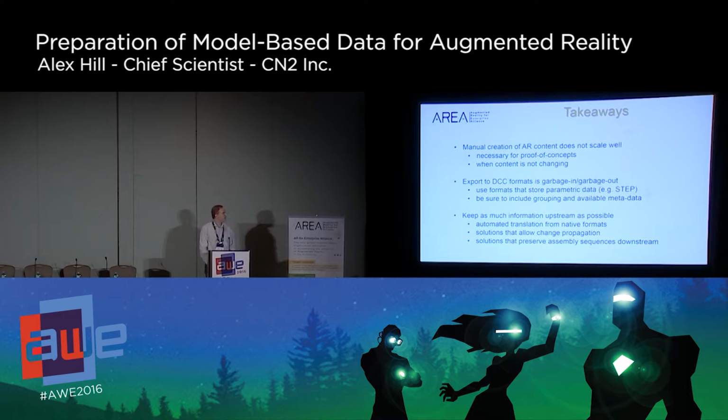So I'm going a bit fast here, so I probably skipped some things, but I'm sure I'll get them here. So, takeaways. The manual creation of AR doesn't scale very well. It may be necessary for proofs of concept, and it may be applicable when content is not going to be changing. But in an environment where you have real product lifecycle management, content is changing, and you have to manage your versions, and you have to be able to generate that content quickly and easily.